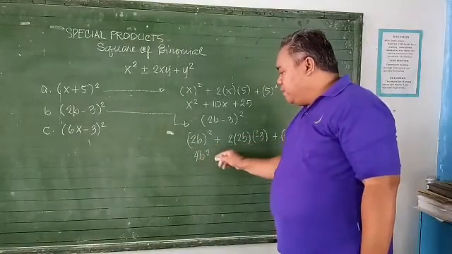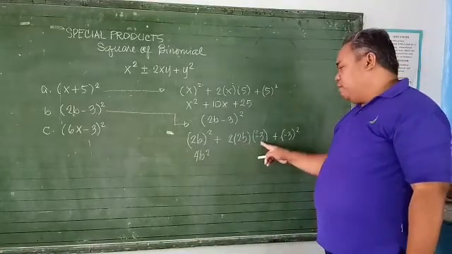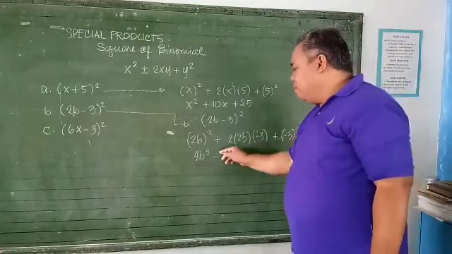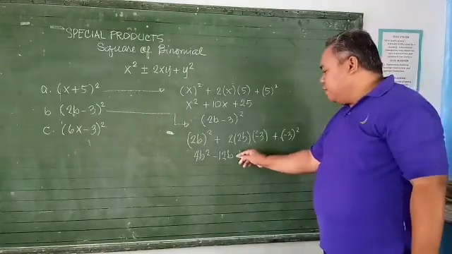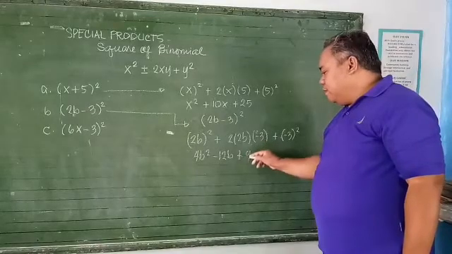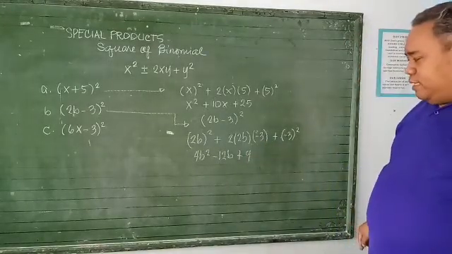4b squared, and then 2 times 2, that's 4, times negative 3, negative 12, times b, it's negative 12b. And then, last term, square of negative 3, that gives you positive 9. So that will be your answer for letter B.